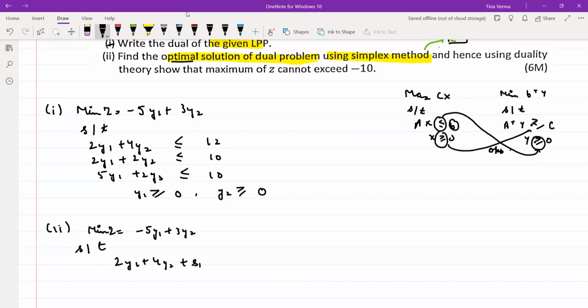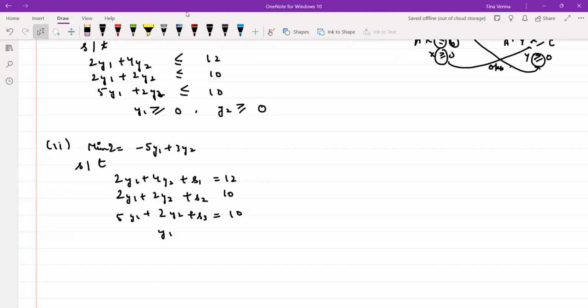I will have one slack variable here, and one slack variable here, with right-hand sides 12, 10, 10. The same, this is 2y1 plus 2y2, and this is 5y1 plus 2y2, and all my variables y1, y2, and S1, S2, S3 are greater than or equal to 0. This is 0 into S1, 0 into S2, 0 into S3.